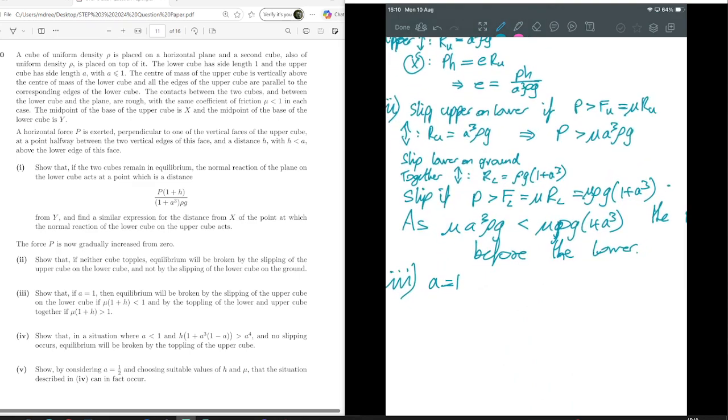And we're going to have lots of different possibilities. So we are going to slip if P is greater than mu, I don't need the A anymore, rho G, so that I've just stolen from here.